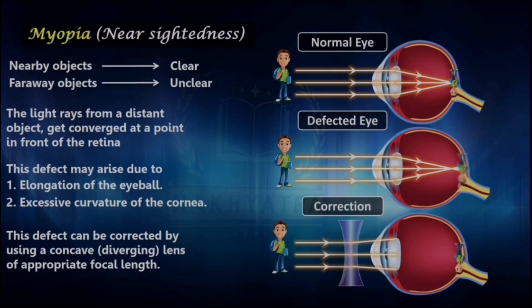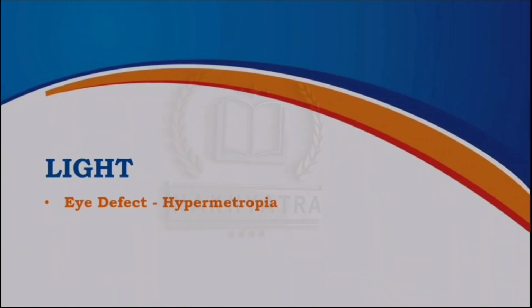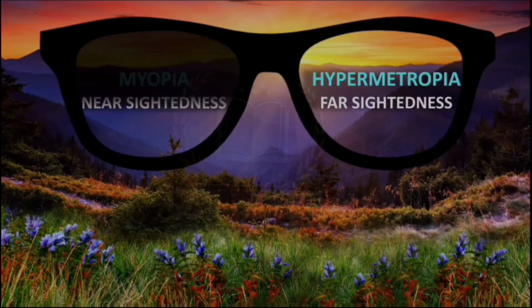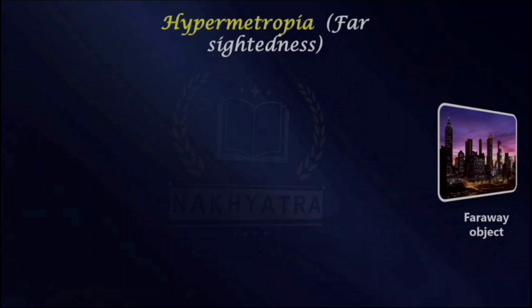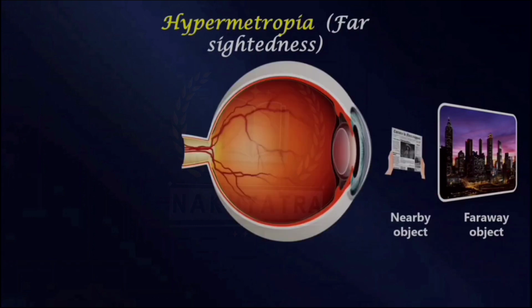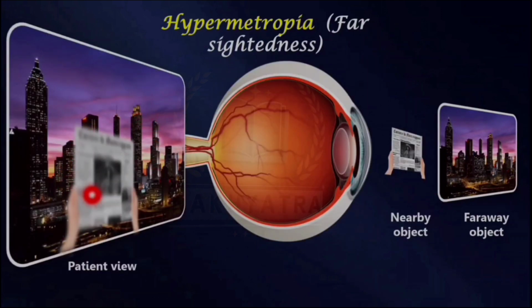Alright everyone. Now let us discuss about hypermetropia. So see here, this is a faraway object and this is a nearby object, and this is the patient view. As you can see here, the patient cannot see the nearby objects clearly, but they can see the faraway object clearly. This is just the opposite of myopia, right?